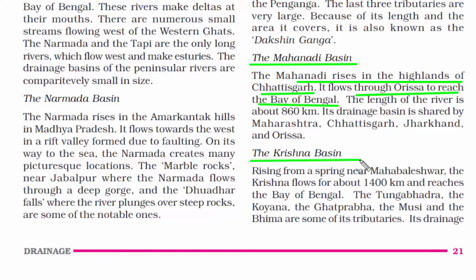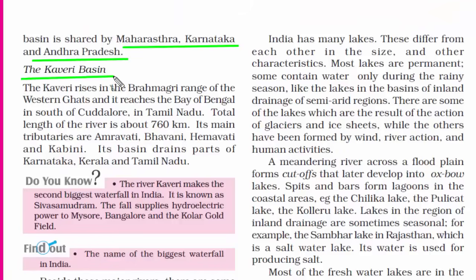Now let's read about the Krishna Basin. So this river originates from Mahabaleshwar, which is in Satara district in Maharashtra, and then it flows towards Karnataka. After that goes to Telangana and Andhra Pradesh, and then finally drains into Bay of Bengal. And some of the tributaries of this river are the Tungabhadra, the Koyana, the Ghat Prabha, the Musi and the Bhima. And the last river is the Kaveri Basin.